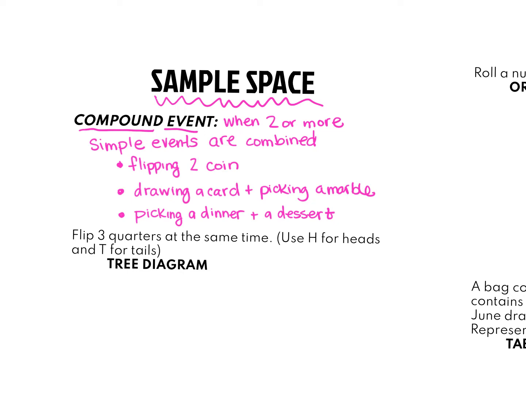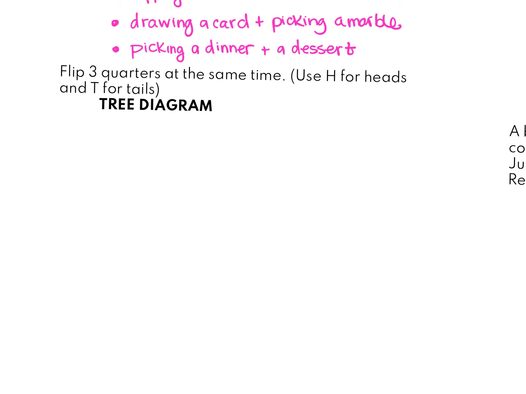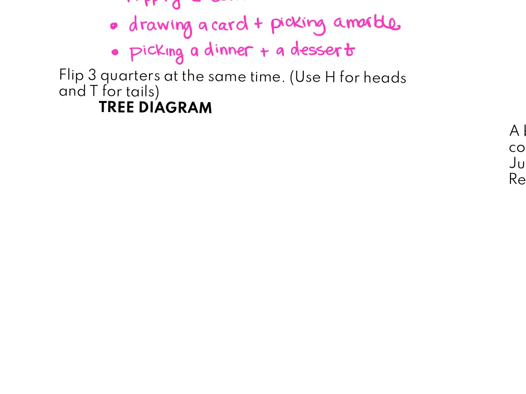We're going to start with what's called a tree diagram. So here's our scenario. We are going to flip 3 quarters at the same time. As we know, each quarter has heads or tails. So I'm going to start with flip 1, and on flip 1, I am going to write down the 2 outcomes that we can get, and we can get heads or we can get tails. The reason this is called a tree diagram is because we're going to draw branches off each of these for each flip.